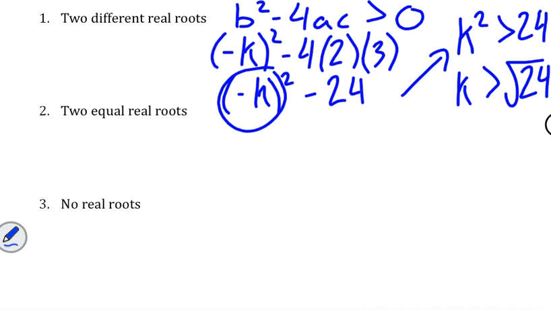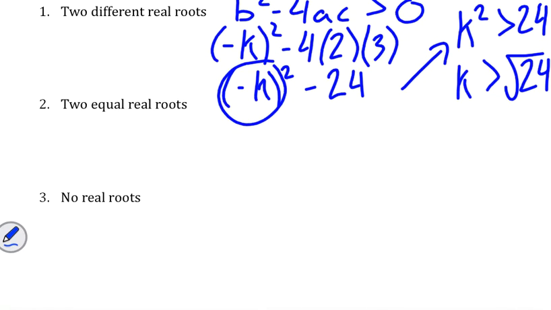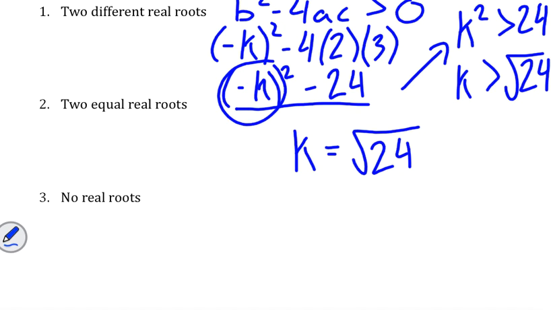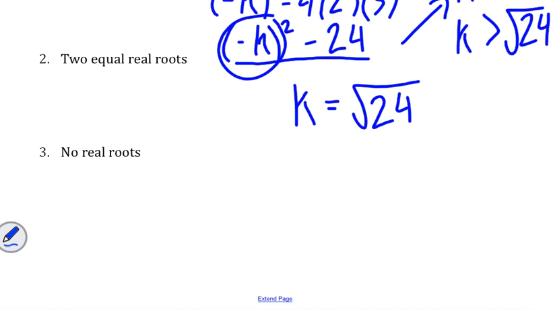Two equal roots. Well, that's going to be when this is equal to 0. So now, k equals the square root of 24. That's the only time that'll happen, because the square root of 24 is going to give us this whole thing here being 0. Okay, it's going to be the square root of 24 squared, which is 24, and then it's going to go to 0. And no real roots, well, we've already solved it all. Now we just flip the sign. Less than the square root of 24. If you wanted to put in values, 3, 2, 1, and so on.